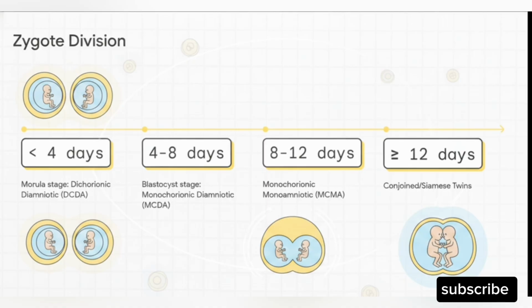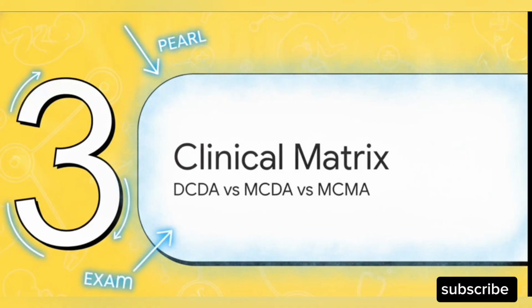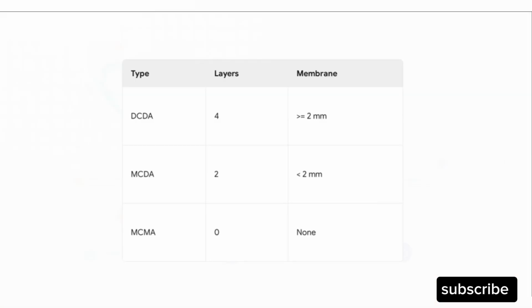You've got to lock this 4-8-12 rule into your brain. Moving to Section 3, the clinical matrix comparing DCDA, MCDA, and MCMA. Let's compare these clinically. In DCDA, each twin has its very own amnion and chorion. So, if you're looking between the two babies, there are literally 4 layers: amnion, chorion, chorion, amnion.